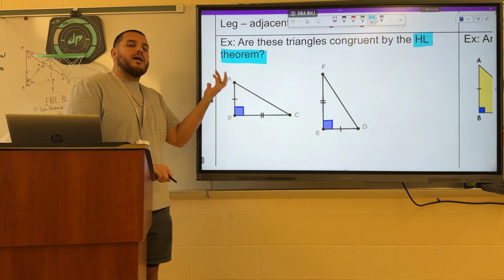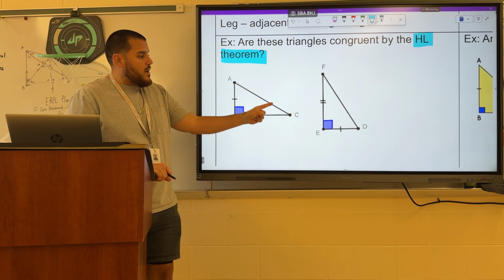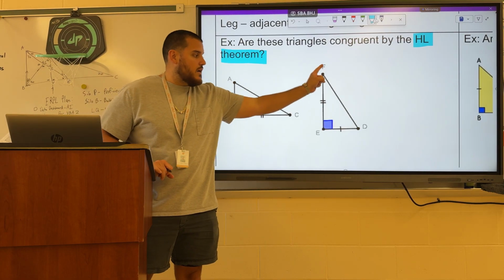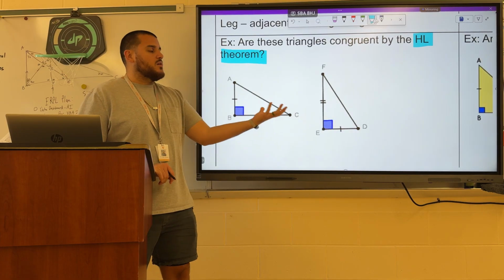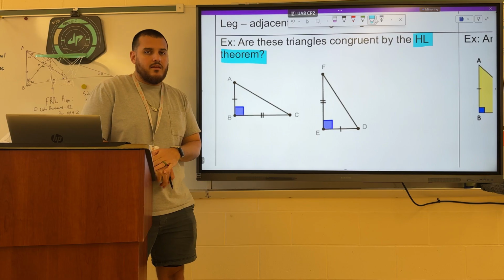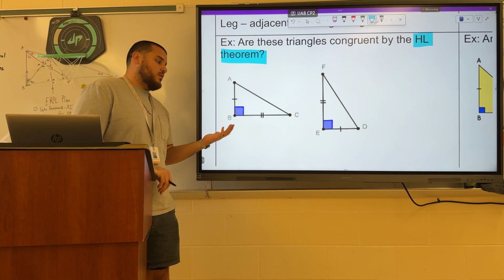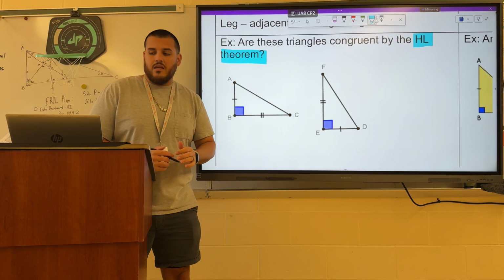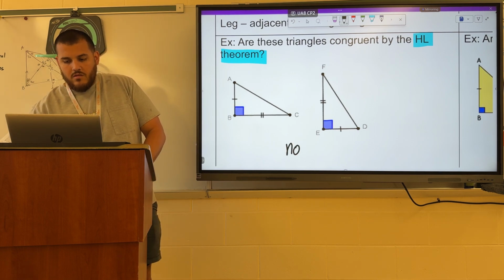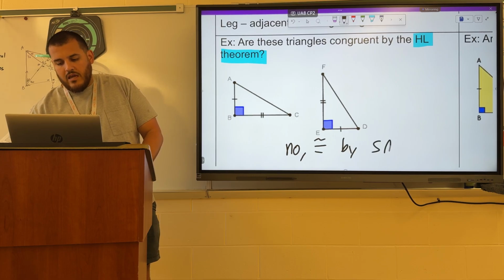The reason it's not hypotenuse leg is because the hypotenuses of these triangles are blank. AC is the hypotenuse here, FD is the hypotenuse there. Those are not marked congruent to each other, so we cannot prove them congruent by that theorem. We can prove them congruent to each other, though, by the side angle side theorem. So, no, not congruent by hypotenuse leg. They are congruent by side angle side.